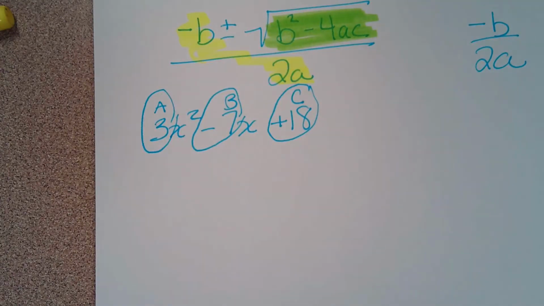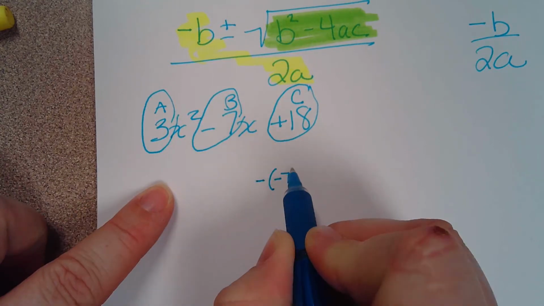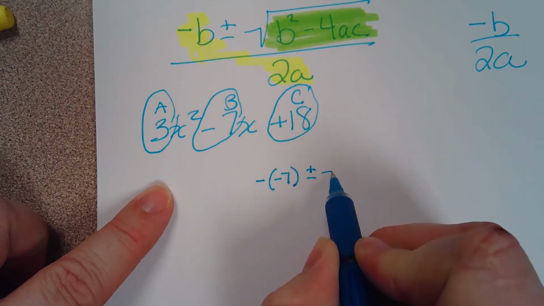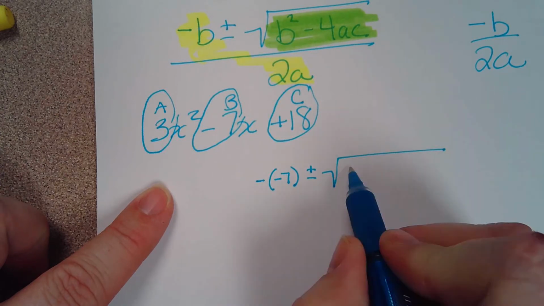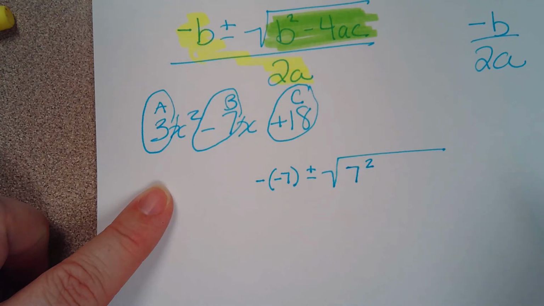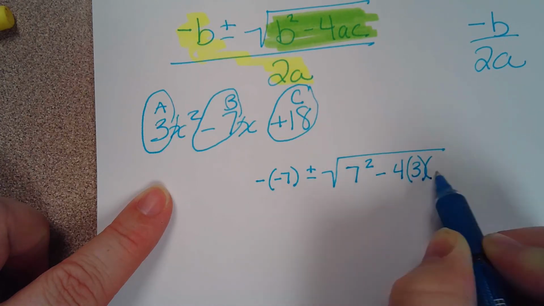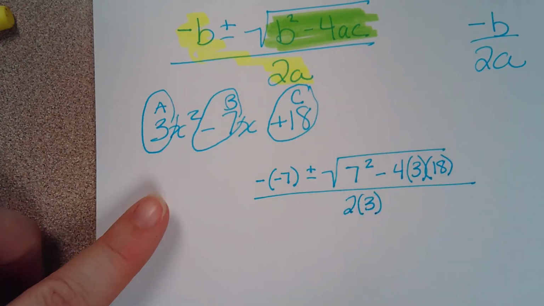The formula we're going to use here, we have negative b, which is like saying -7 plus or minus the square root. We talked about b squared. Remember that when you square a negative, it becomes positive. So we're not going to worry about putting that negative with the 7, because no matter what, when you square it, it's going to drop off. Minus 4 times 3 times 18, all over 2 times 3. Okay, so we filled in all the letters.